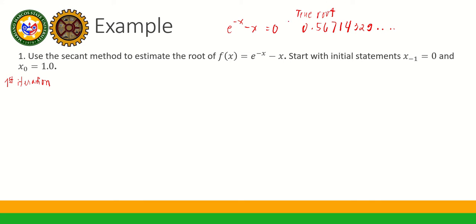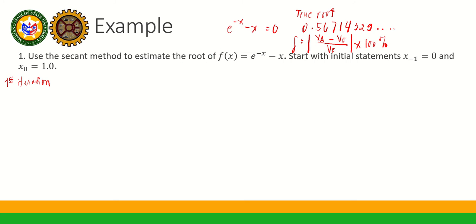Now, we stop when the percent error, so percent error natin is this one, percent error is equal to the absolute value of our actual value minus the estimated value all over the estimated value times 100%. Okay? So this is the formula in getting the percent error. So kapag si percent error natin is very minimal na, we stop the iteration.